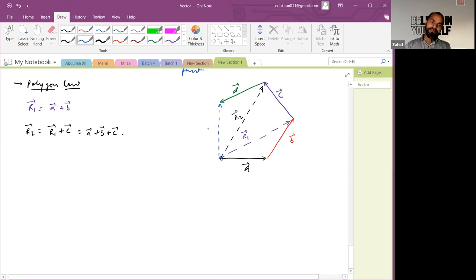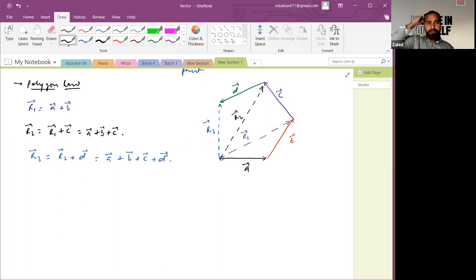And in last part, let's say this is R3. So it will be resultant of R2 and D. Now, if you put the value of R2 to be this, you will get A, B, C, and D. So we can conclude addition is nothing but binary operation, which means we have to add two terms simultaneously, and then we process or we move further. So polygon law is valid for more than two vectors.